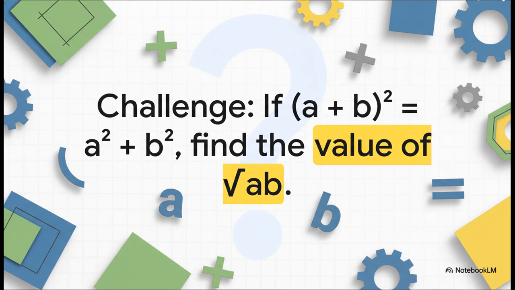And just to leave you with a final thought, here's one last puzzle for you to chew on. Based on everything we've just covered, you have all the tools you need to figure this one out. Just think back to that first identity, the one for (a + b) squared. What would have to be true for that middle term to just vanish?